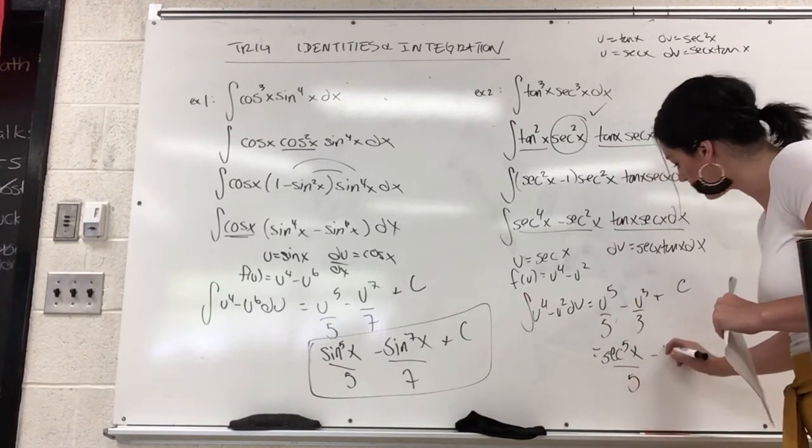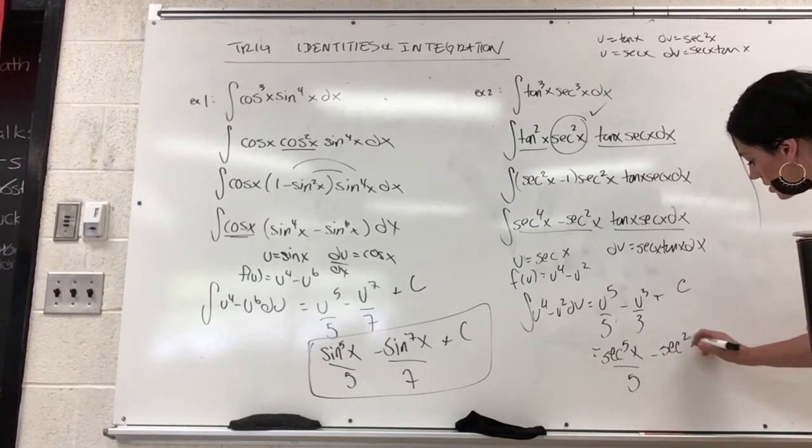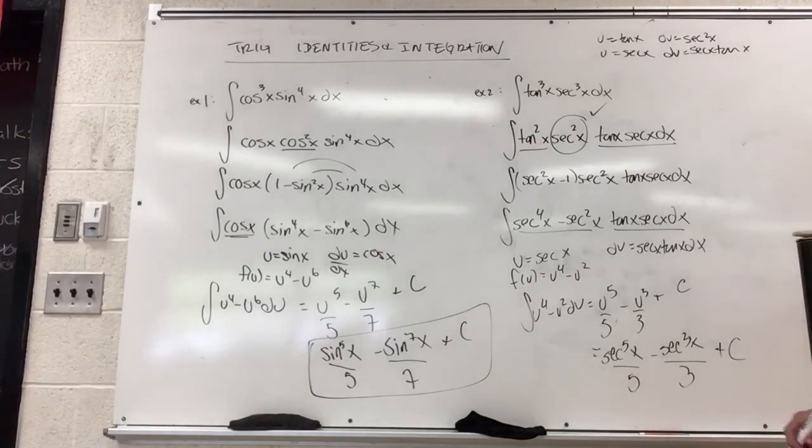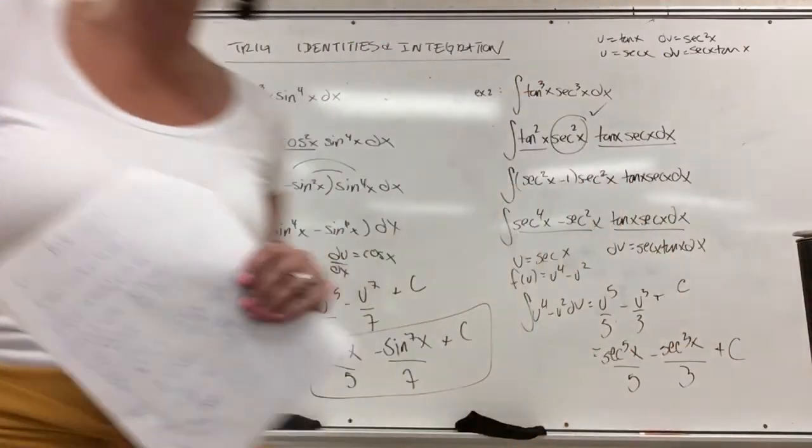So that's how we use trig identities to manipulate integrals so that I can change them into a u du situation.